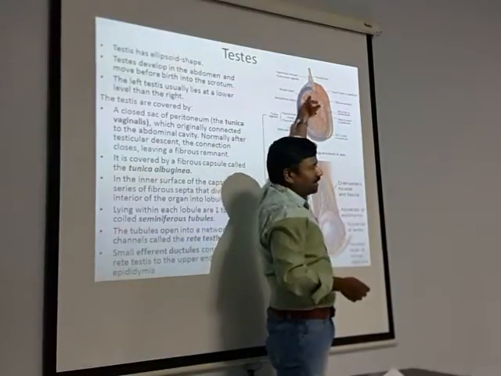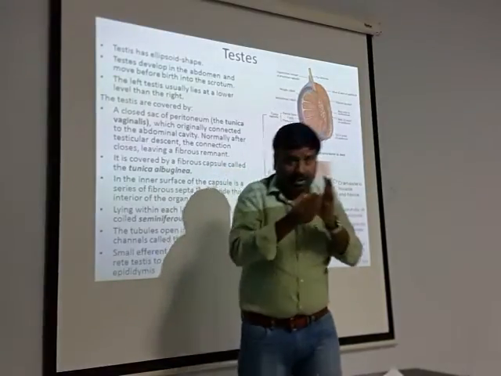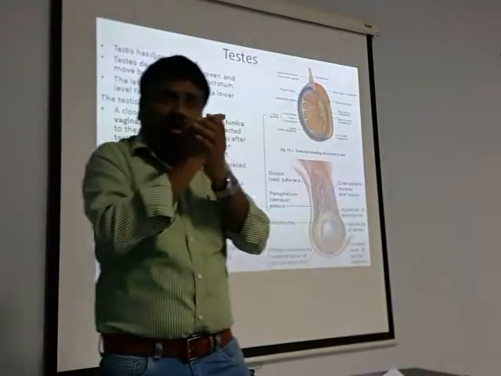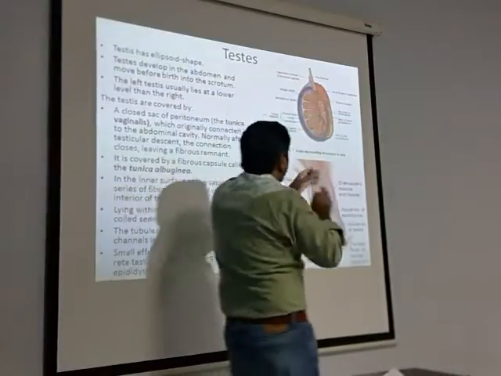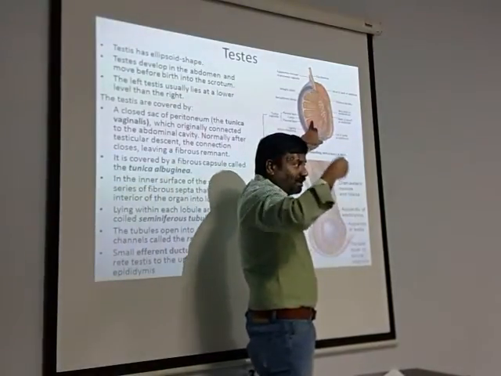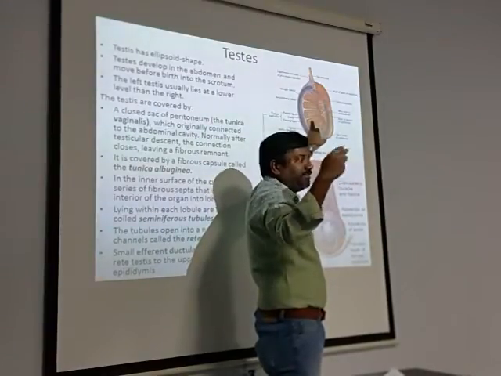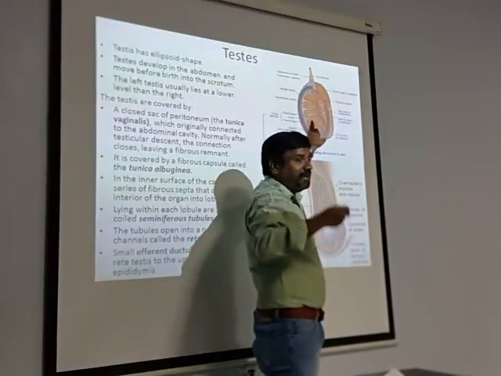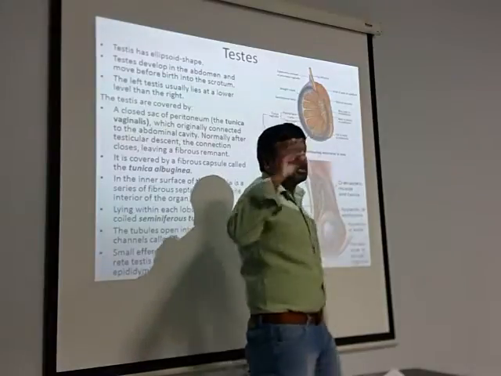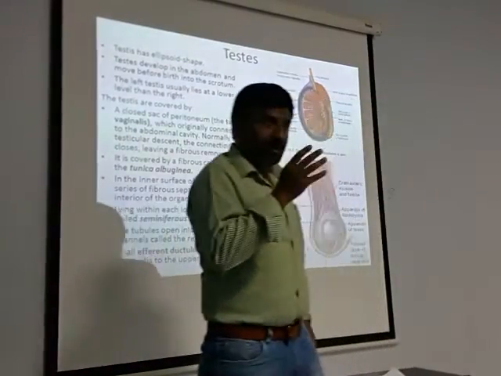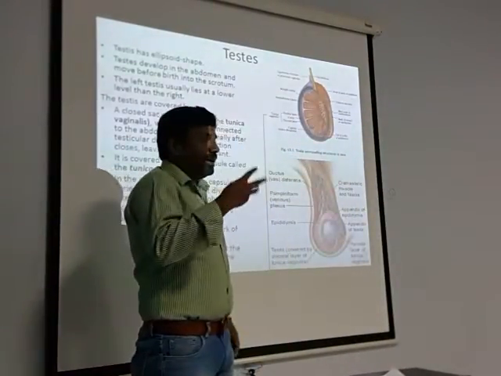1, 2, 3, 4, like that. Lobules. So within each lobule of the testis, you have 1 to 3 ducts. They are called the seminiferous ductules. So these seminiferous ductules are where there is production of sperms.